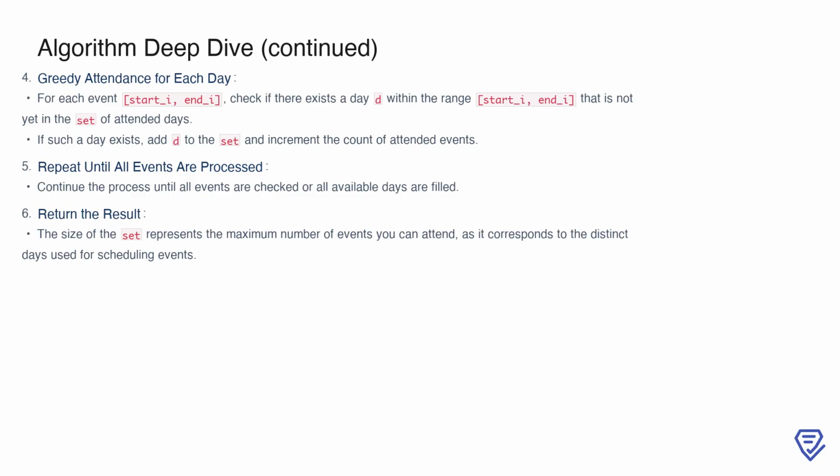Finally, the size of the set gives the total number of unique days used to attend events, which directly corresponds to the maximum number of events that can be attended. This approach effectively balances the constraints of scheduling by prioritizing early ending events and ensuring no overlap in attended days.